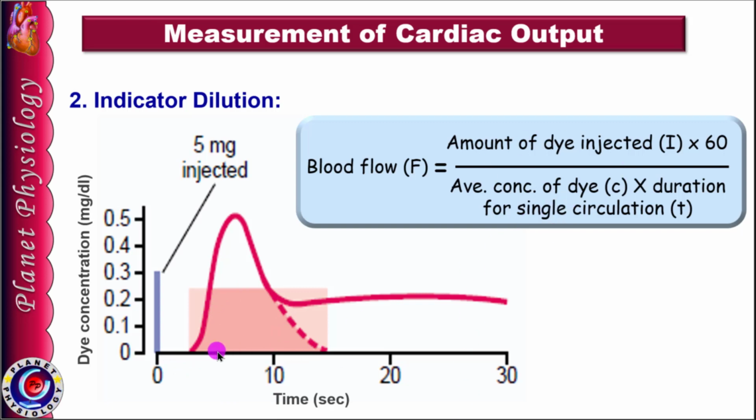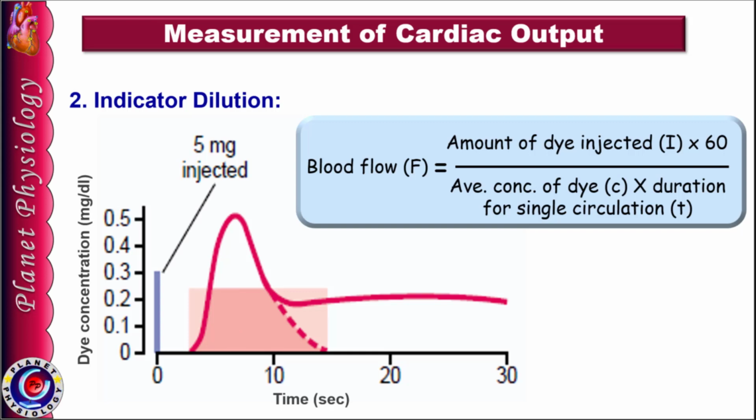This graph indicates changes in the dye concentration over the period of time. The blue line indicates injection of dye. Immediately after the dye is injected, it is not detected at all for some time, and then its concentration rises to reach the peak. Then the dye concentration begins to fall, and before it reaches zero level, once again concentration begins to rise. This is due to the beginning of the second circulation of the dye. From the graph, this descending arm is extrapolated till the baseline and the area under the curve is calculated to find out the average concentration of dye during single circulation.